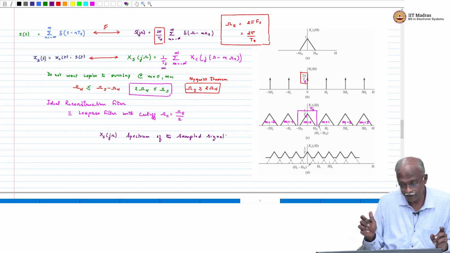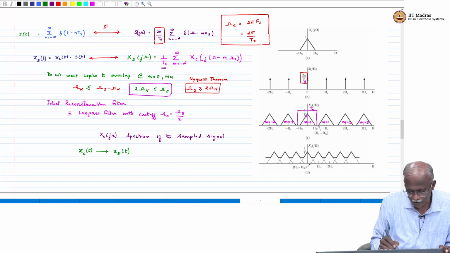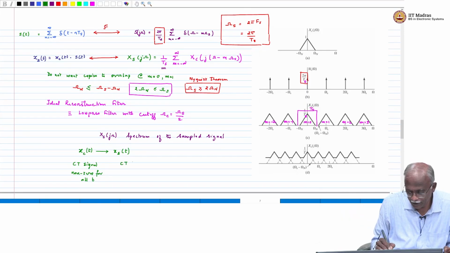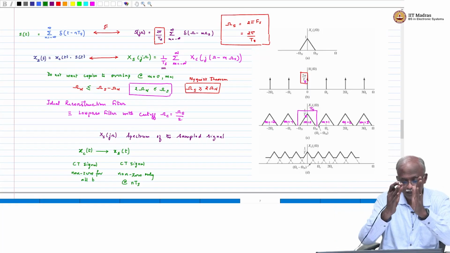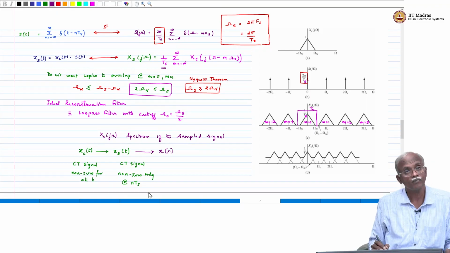Under normal processing, from xc of t we will get xs of t. This is xc of t multiplied by the Dirac delta. This is still a continuous time signal, which has non-zero values for all t, basically a continuous function, but which is non-zero only at certain locations, wherever the delta functions occur. That is, non-zero only at nTs, because that is where the Dirac deltas occur, when you multiply the two together. And from these samples, we will get the discrete time signal x of n. That is a discrete time signal.